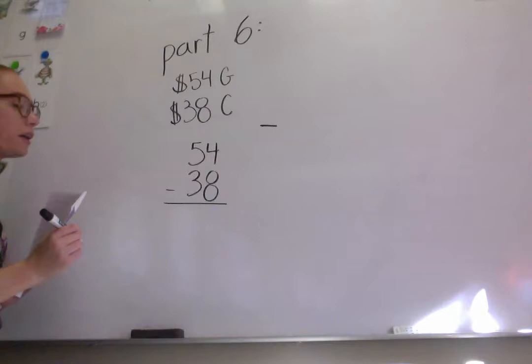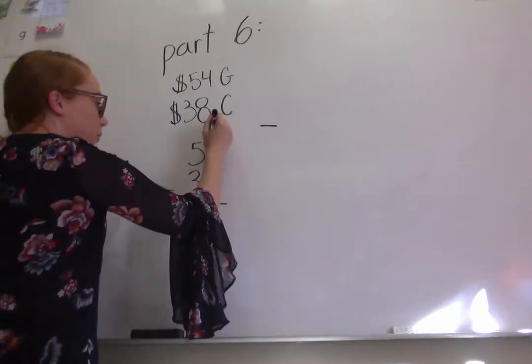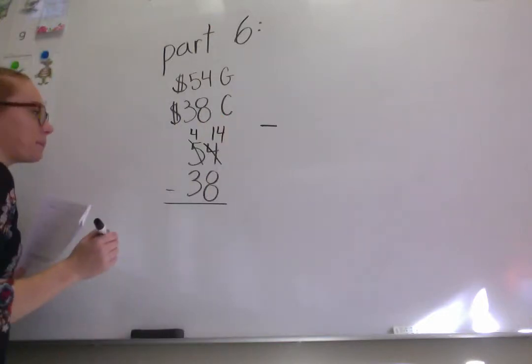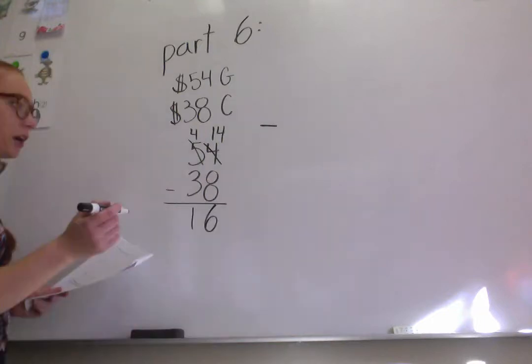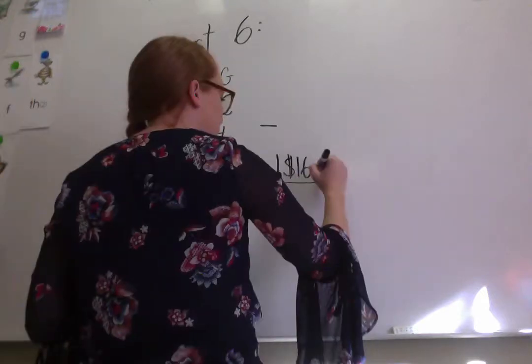So we're going to have 4 minus 8. We can't do that, so we cross out the 4. The 4 becomes a 14. The 5 becomes a 4. 14 minus 8. So I'm going to put 8 in my head. 9, 10, 11, 12, 13, 14. I get 6. Then I have 4 minus 3, which is 1. My answer is 16. I need a sentence. So I'd say Pam spent $16 more on groceries than on clothing.